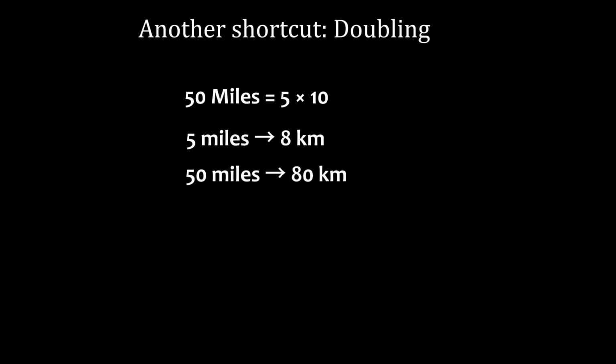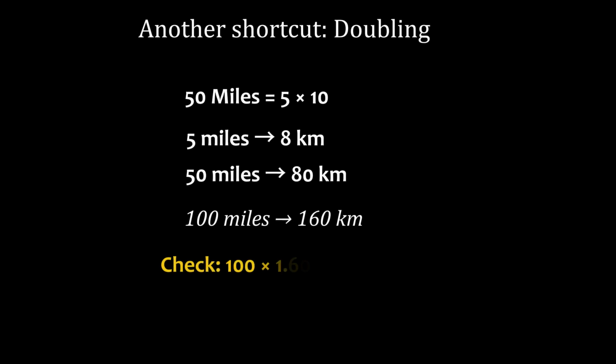You can also use the fact that the relationship is linear. This is another shortcut: doubling. If you know 50 miles is 5 times 10, and 5 miles is 8 kilometers, then 50 miles is 80 kilometers. If you need 100 miles, just double it, 160 kilometers. The actual value is 160.9.